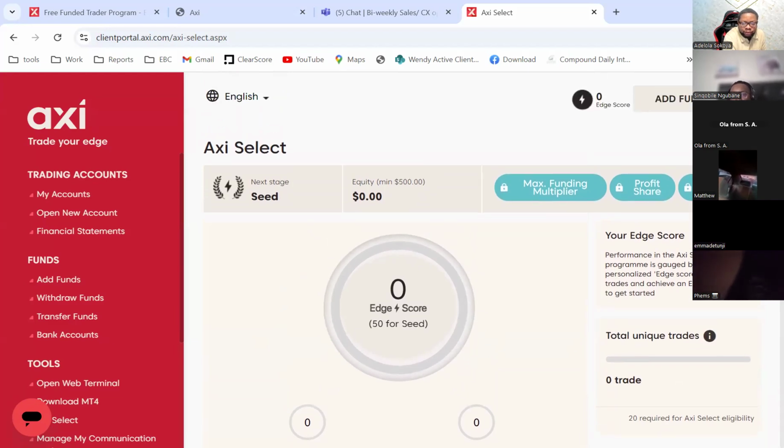Right. Profitability, profit share, it's also going to show you here. So if you are sitting on profit, let's say you are already sitting on $500, on the seed stage, your profit is 10%, meaning that here you will see how much. What's 10% of $500? It's 50. So you're going to see $50 here. Okay. Max funding is going to show $5,000 if you are sitting on the seed stage. Max multiplier, it will reflect here 10, because the multiplier on the seed level is 10.